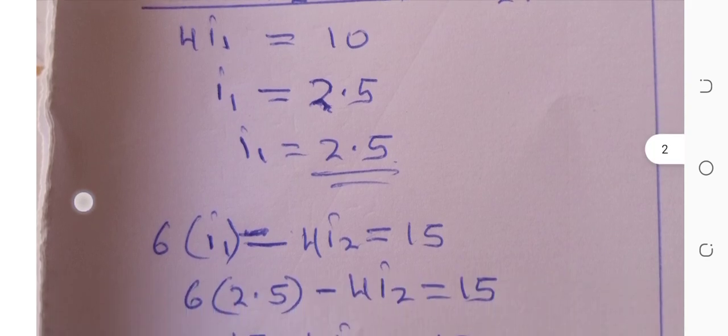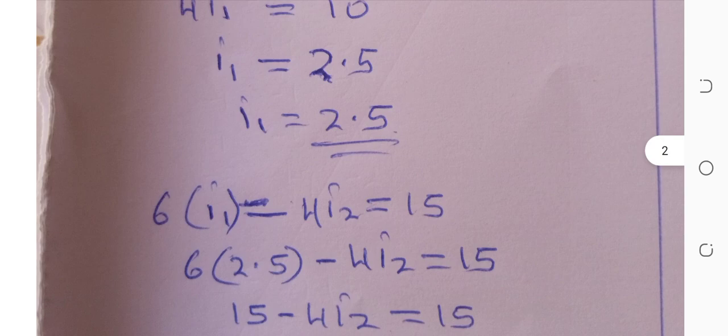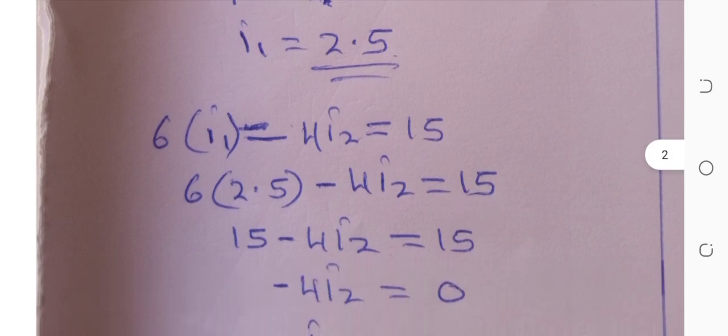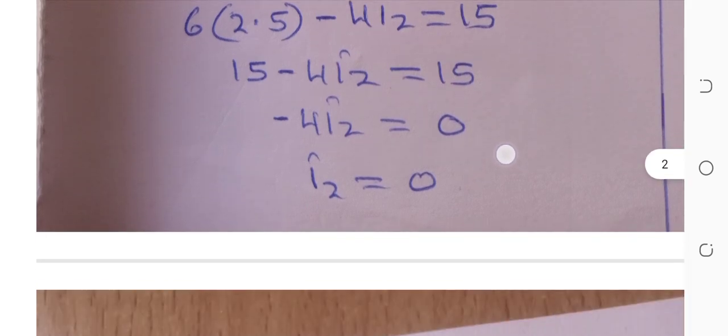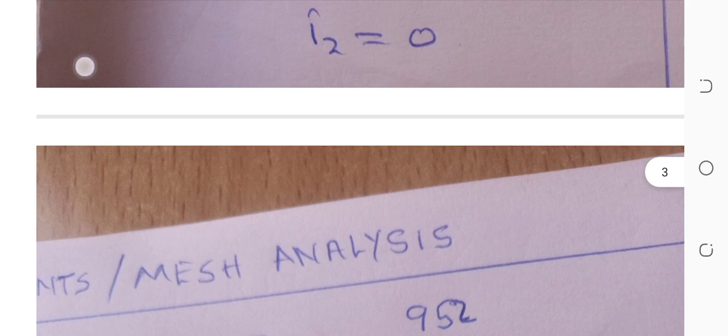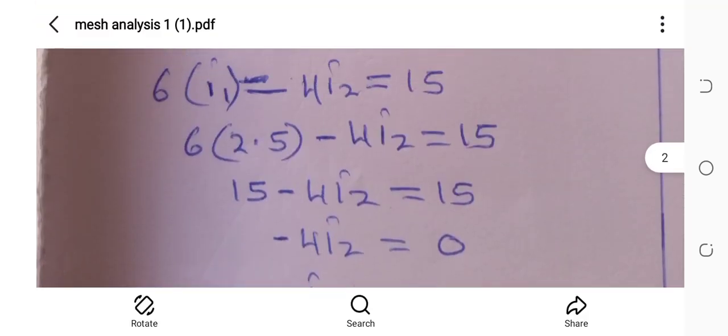So having i1 as 2.5, we replace it in the first equation, 6i1 minus 4i2 equals 15. So 6 times 2.5 for i1, minus 4i2 equals 15. So 15 minus 15 gives 0, that is negative 4i2 equals 0. So i2 equals 0. I think we are good at that.